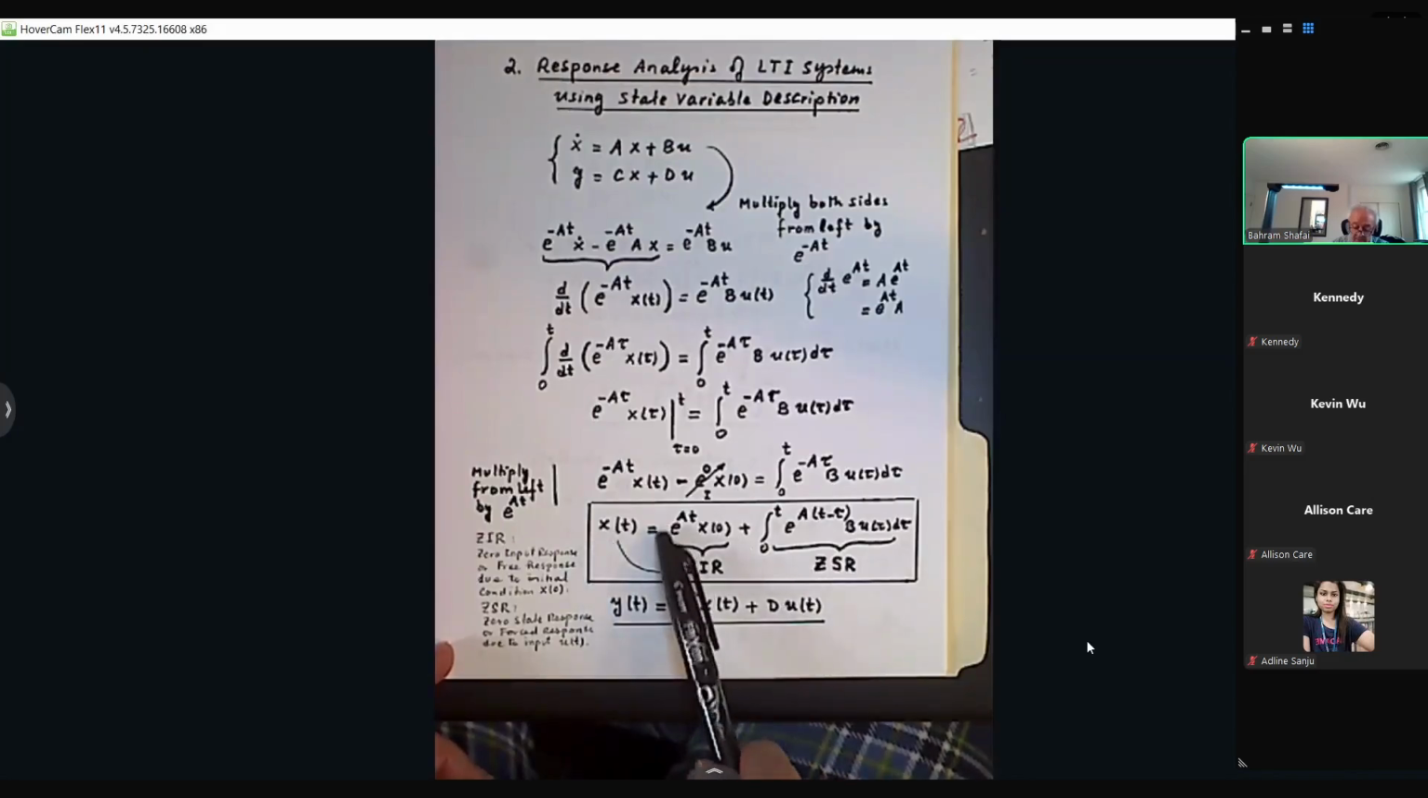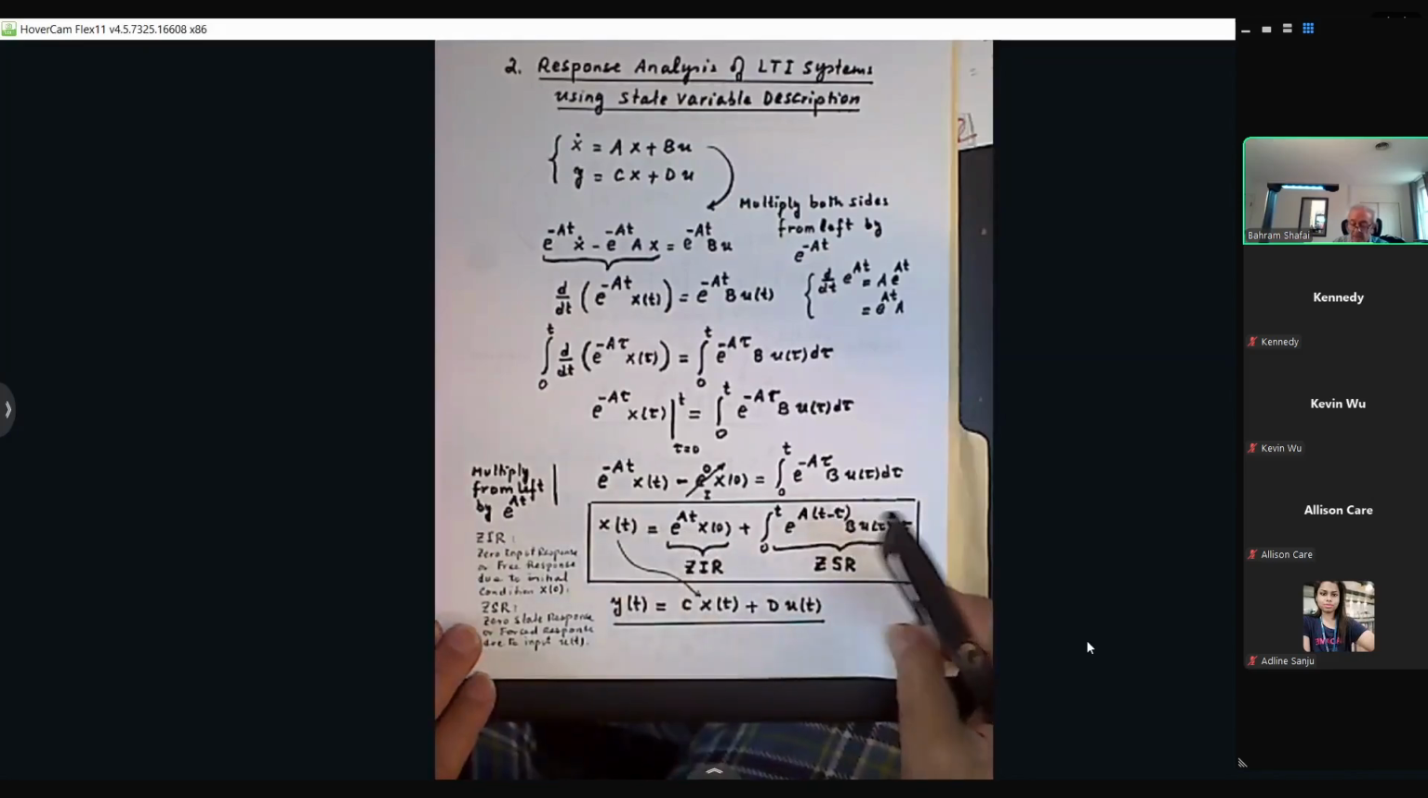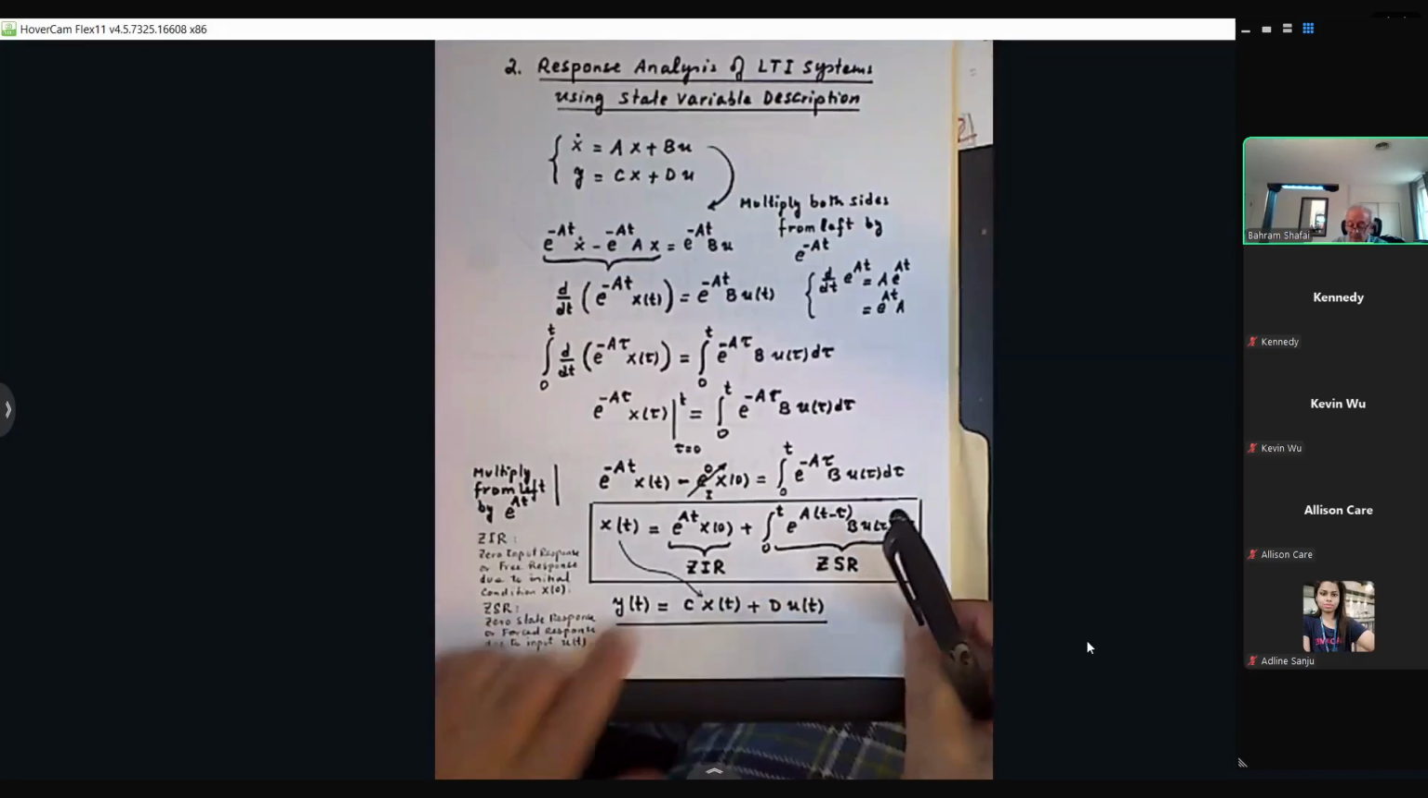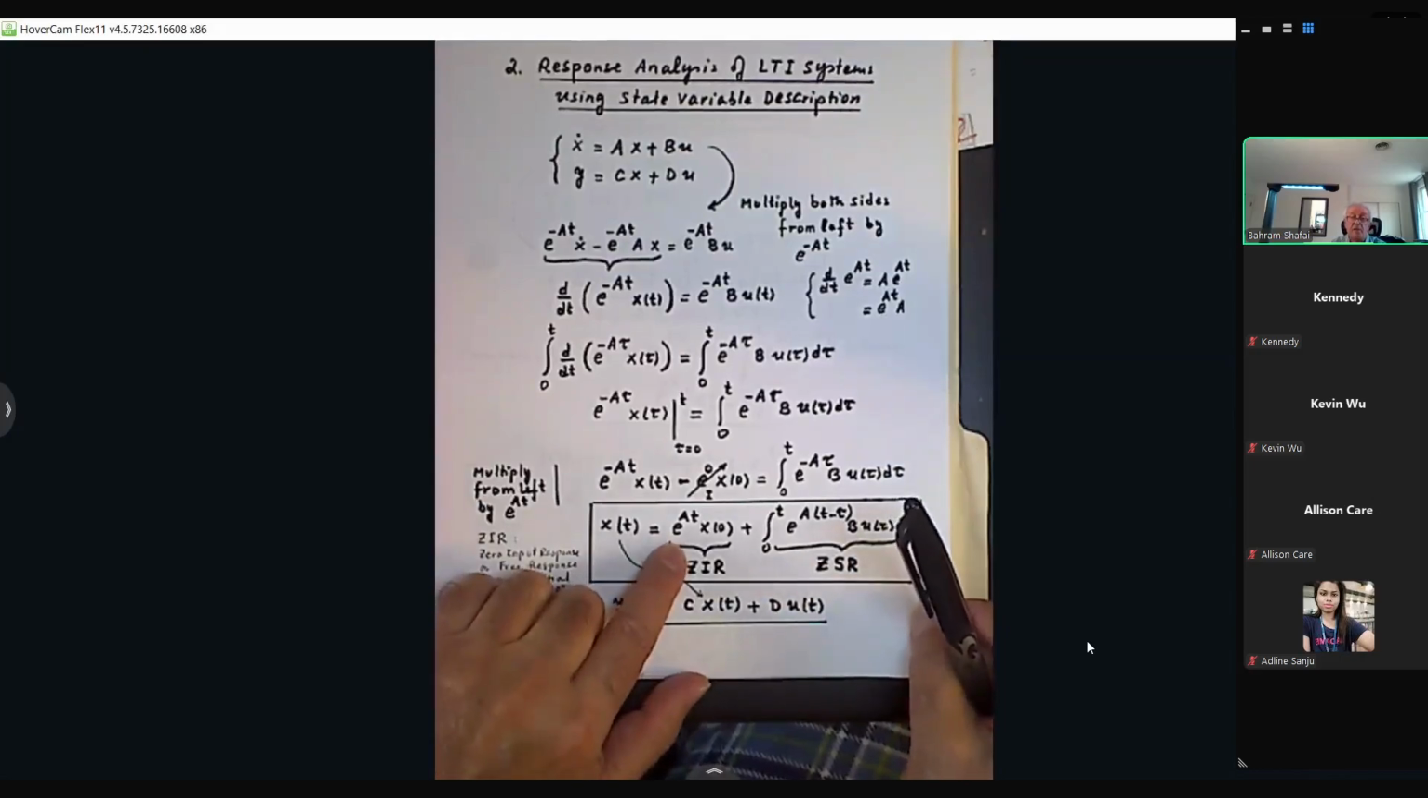So this e to the power At should be computed in order to find x of t. Why? Because once e to the power At is obtained, the input is given, and the initial condition is given, you replace t by t minus tau, multiply the whole thing, integrate, and then add it with this term, and you get the general response for the system. So the most important thing is to compute e to the power At.